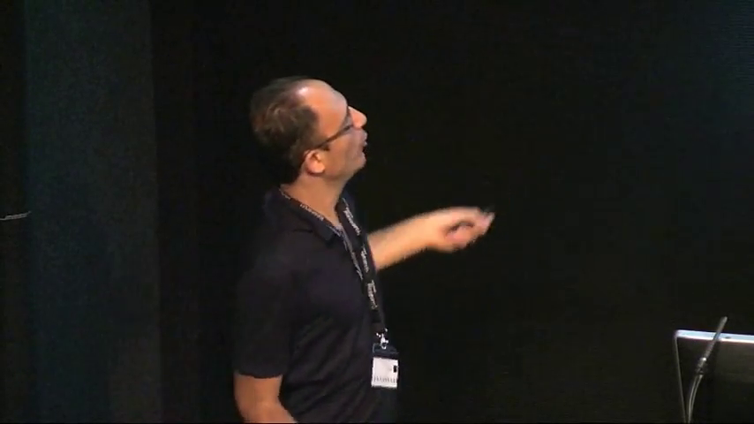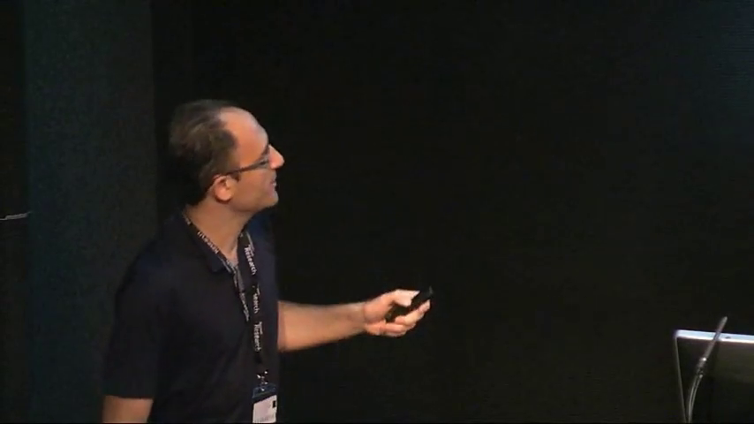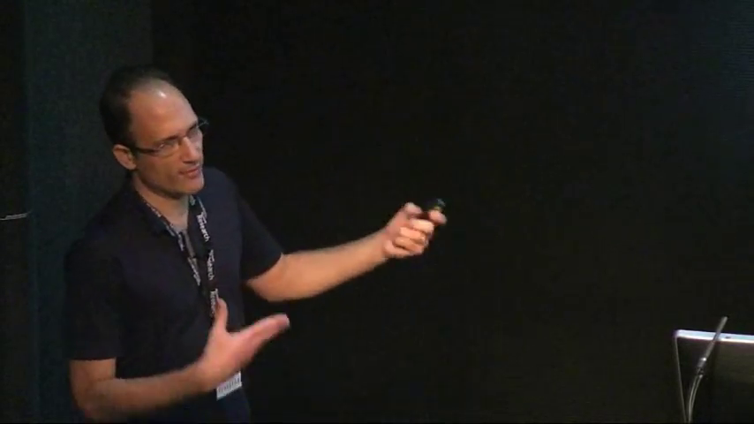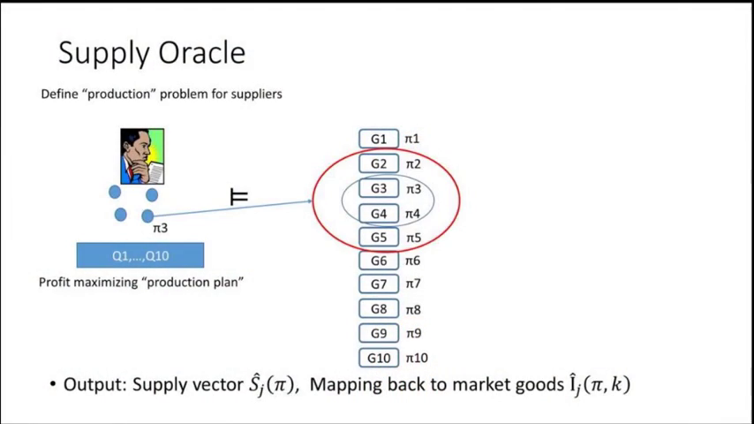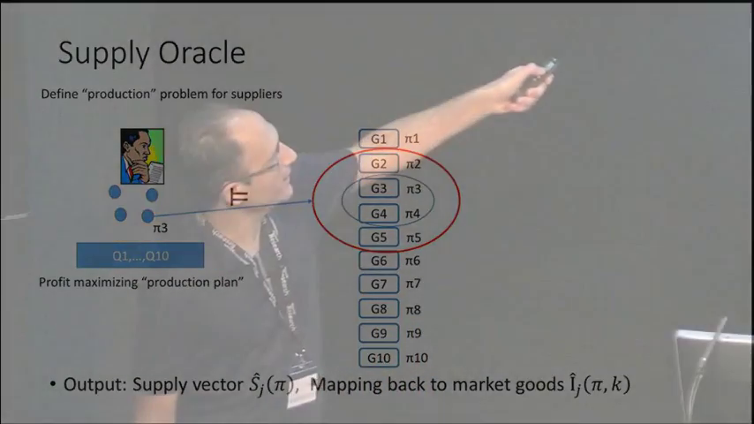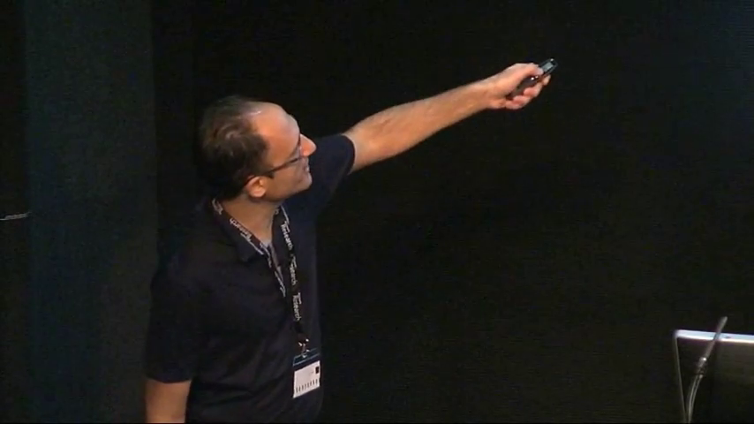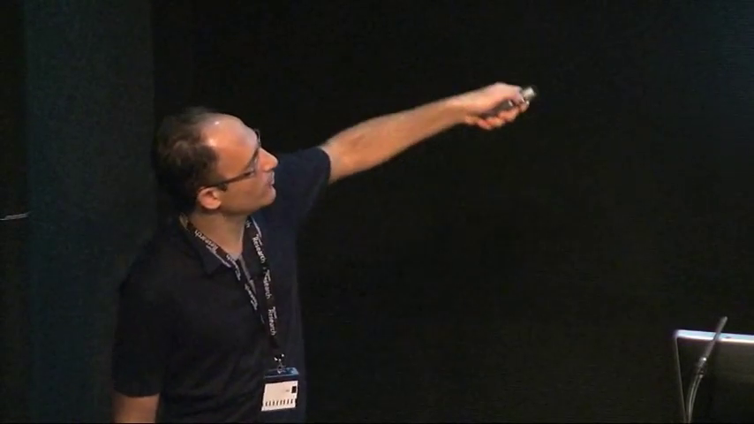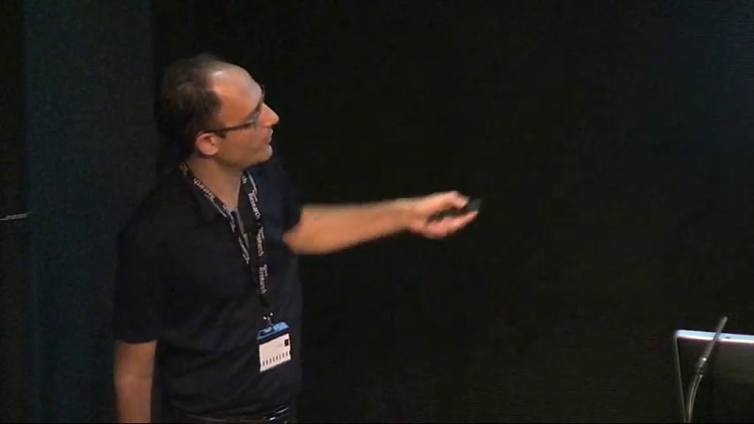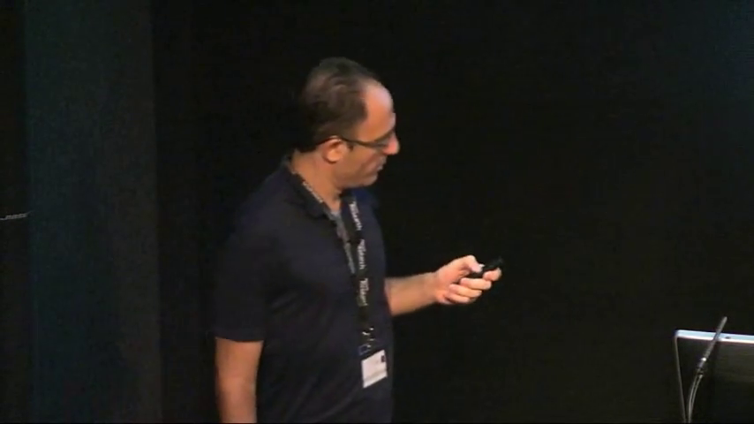And again, we have prices over the supply good, so we can come up with what we will call a profit maximizing production plan, even though it's not exactly production and we don't have any inputs. So the output of this supply oracle would be a supply vector, quantities over the supply goods, and this mapping back to the market goods. In this case, this is mapped to G3 and G4. And this would be polynomial.